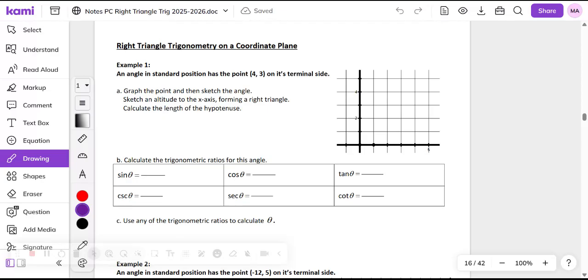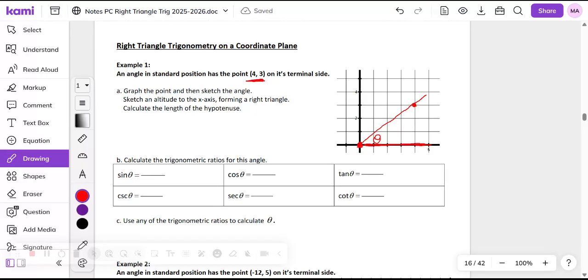Our first example says that we have an angle that's in standard position, so that means that the vertex will be at the origin and the initial side will be here on the x-axis. And it has a point on its terminal side that's located at (4, 3). So 1, 2, 3, 4, 1, 2, 3. So that is on the terminal side, meaning the angle looks like this. Okay, so we're going to graph the point and then sketch the angle, which we have here. This is our angle, it's theta.